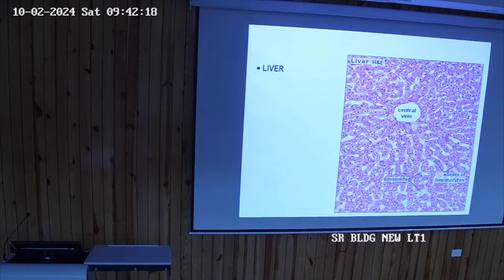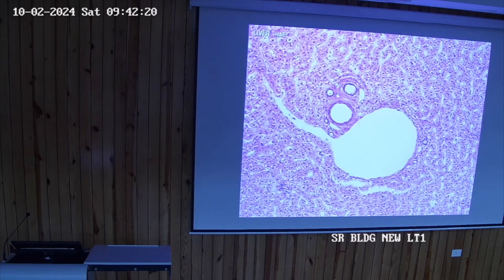किसी को प्रॉब्लम ये समझने में? This is the large lumen of the portal vein, then we have the small limited lumen of the hepatic artery, and then we have simple cuboidal epithelium for the bile duct. So this represents what? Portal triad.